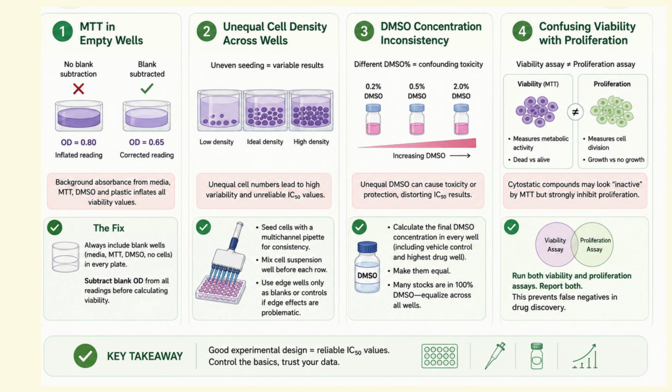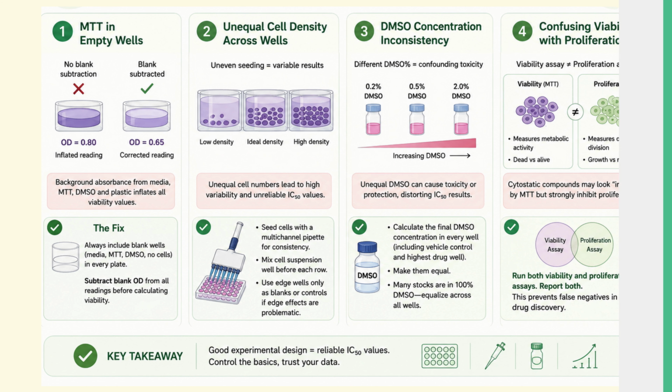Mistake 4. Confusing viability with proliferation. The fix. If your compound is expected to be cytostatic, e.g., cell cycle inhibitors, kinase inhibitors, run both viability and proliferation assays. Report both. A compound that appears inactive by MTT may be profoundly cytostatic. Missing this leads to false negatives in drug discovery.